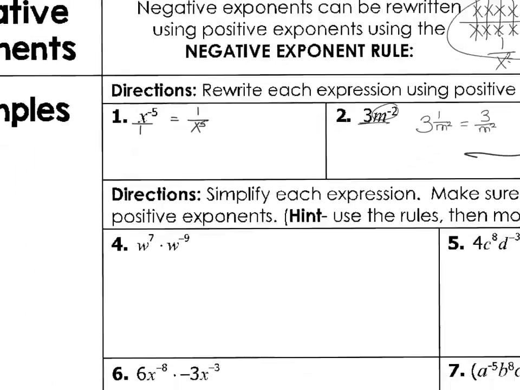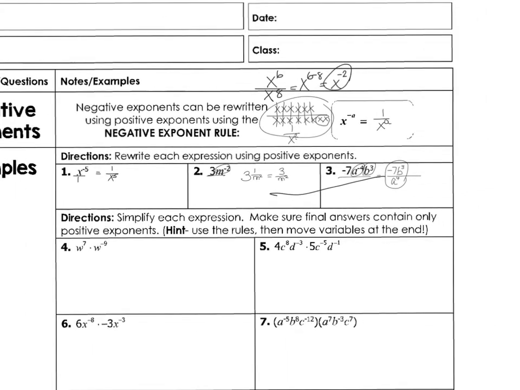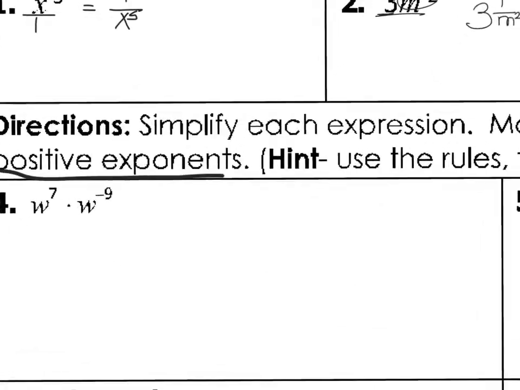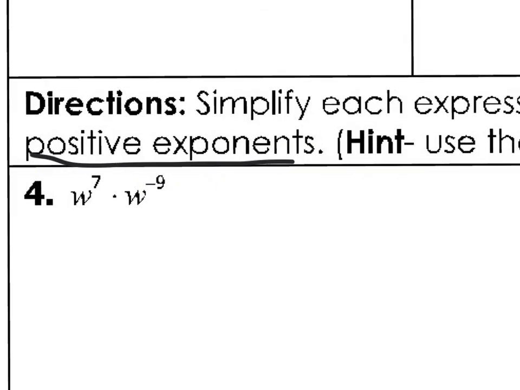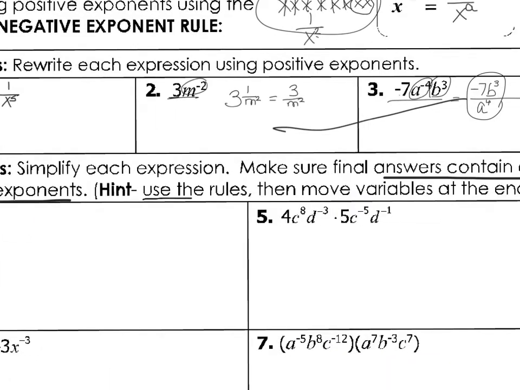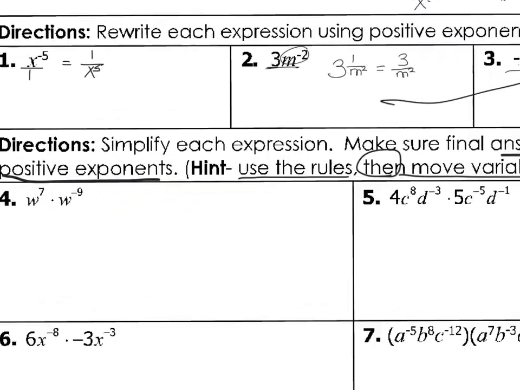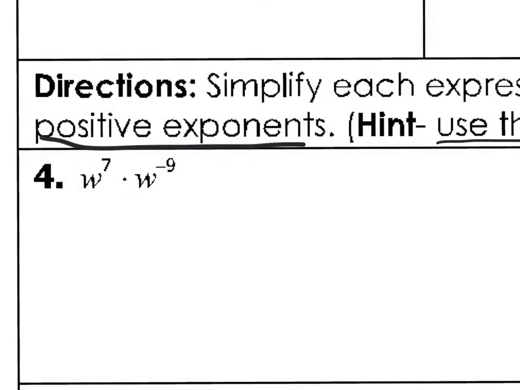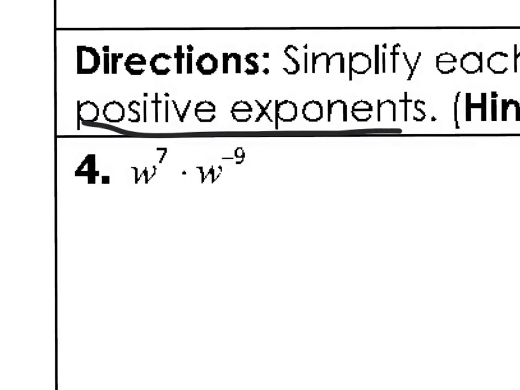All right. Simplify each expression. Make sure you find answers containing only positive exponents. Use the rules, then move the variables at the end. So when they give this hint, use the rules, then move the variables at the end, always wait until the last thing to take care of your negatives, because you may be doing it over and over again and you don't want to do that. So let's just wait till the end to take care of it.